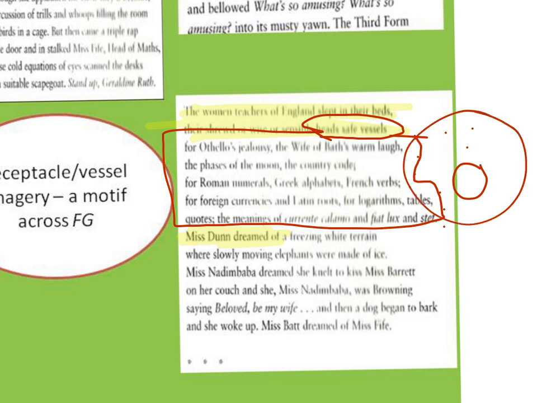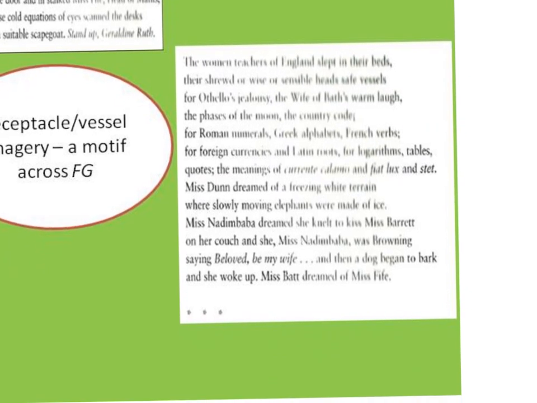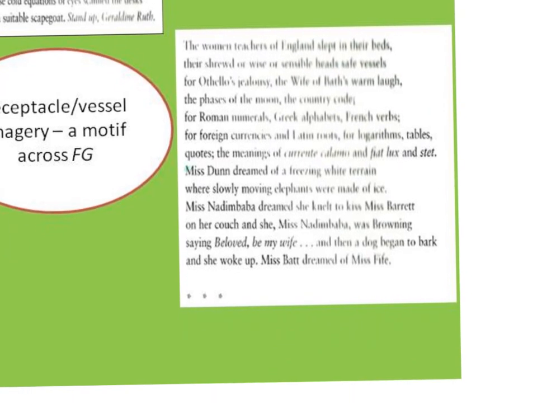Safe vessels. I think that's patronising language to show that it deserves more respect and more reverence, that these women are the purveyors of education who train young minds. Then what we get, however, are a number of dreams here now. So the safe vessels, that's fine, that's their public selves, which is socially approved of. But then through our third person omniscience we move to a different receptacle or space. Miss Dunn dreamed of a freezing white terrain where slowly moving elephants were made of ice.